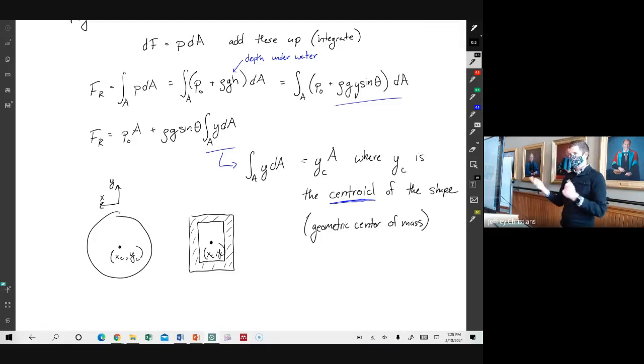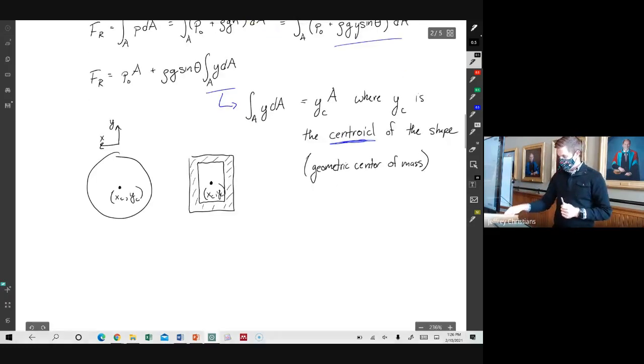For simple shapes, you can just draw exactly where it is. There are other techniques to actually finding it that are more complicated that we're not going to go into in this class because that's not totally the point. We'll focus on simple geometries and simple shapes to get some of the fundamental ideas down. But that's what it is. It's the centroid. So what does that mean?